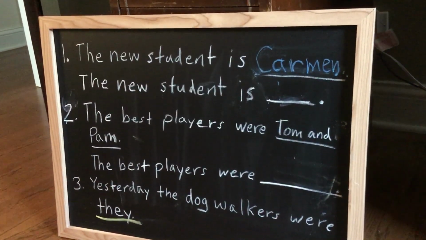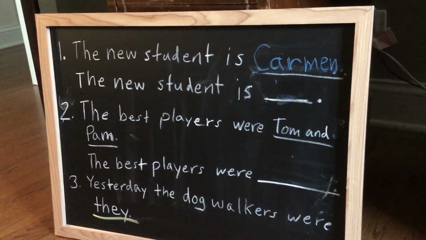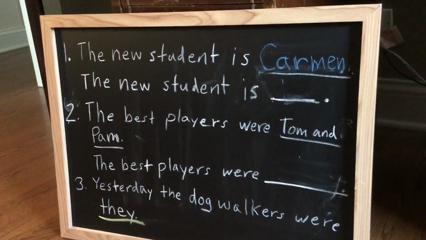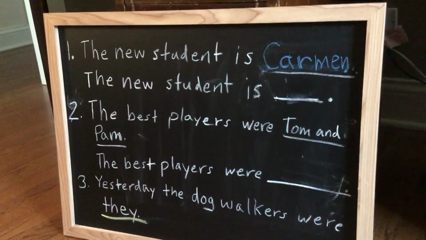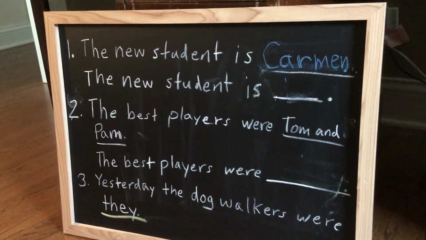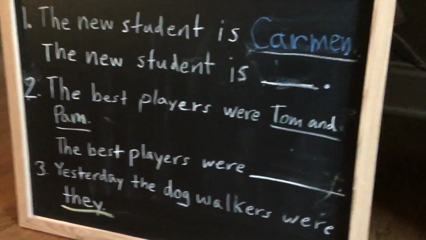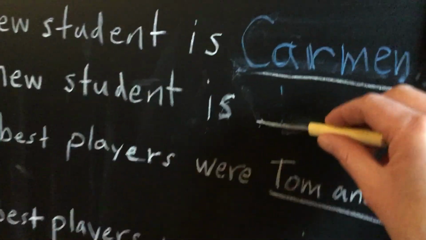The new student is Carmen. Carmen is underlined. Carmen is a boy. And so now I have to think, what subject pronoun should I replace Carmen with? The new student is he. So I am going to write he.